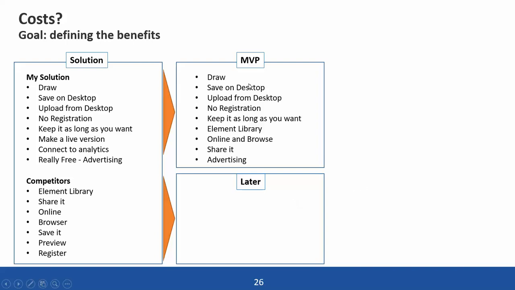So in my case, I said these are the most important things for me: to draw, to save on a desktop, to upload from a desktop, to have no registration, to have some advertising because it's free, to share it, to have an online browser, some element libraries. These are the things I have to do, and everything later, like a live version, connecting to analytics, registering and saving to a cloud preview, is something I don't need in the beginning. I think this is the part that will really cost time, and it's some basic stuff that every developer should do quickly.